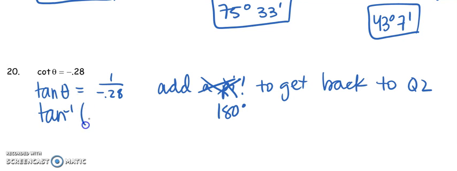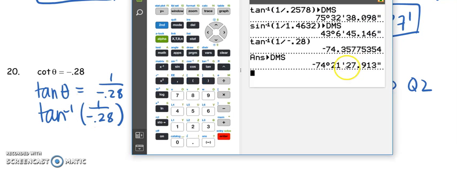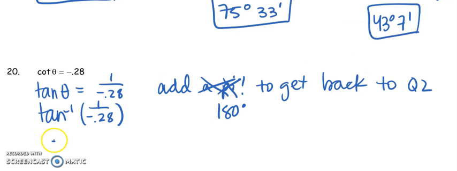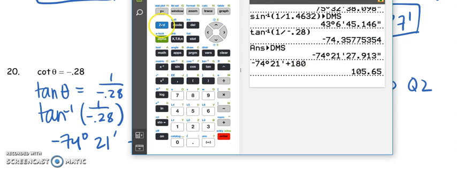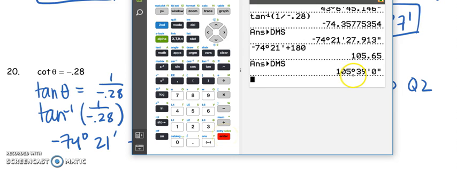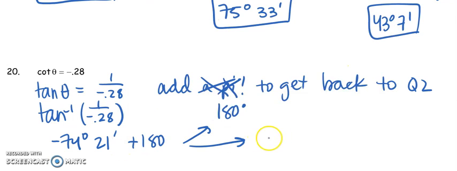Let me write it the way I'm going to type it in. All right, I'll pop it in the calculator. So this is less than a half. So negative 74 degrees, 21 minutes, but I want to add 180 to it to get it back to quadrant 2. And this is what I get when I add that 180 to it. So 105 degrees, notice I'm in quadrant 2 and that's where I want to be. 105 degrees, 39 minutes.